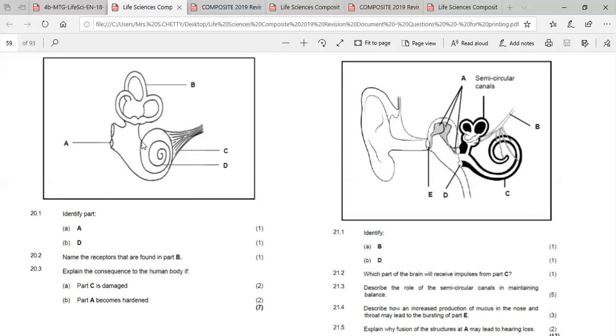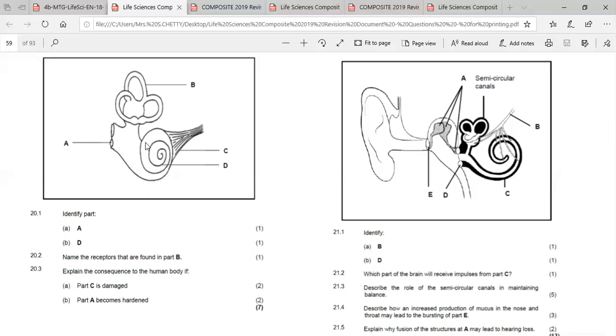So if part C is damaged, it means no impulses will be carried from the ear to the cerebrum. And thus you will not be able to hear. You won't have the sensation of hearing because no impulse will be interpreted. Remember, the impulse is carried to the cerebrum, it is interpreted, and then you have the sensation of hearing. So once again, impulses will not be carried to the cerebrum, thus no impulse will be interpreted, and you will not have the sensation of hearing.